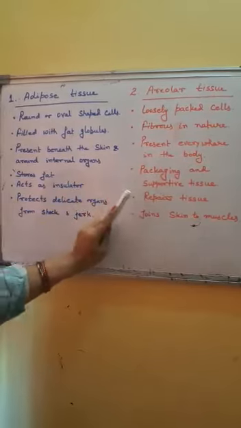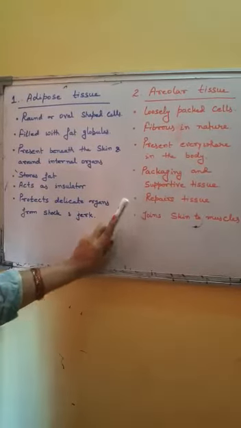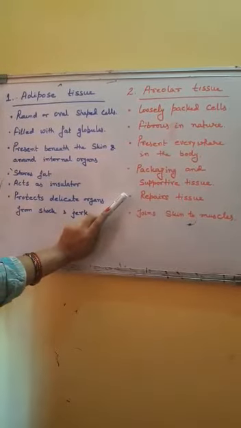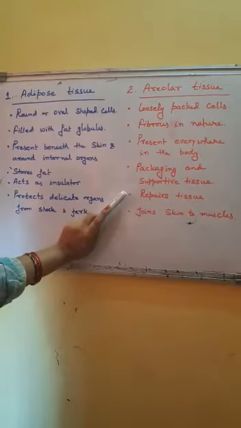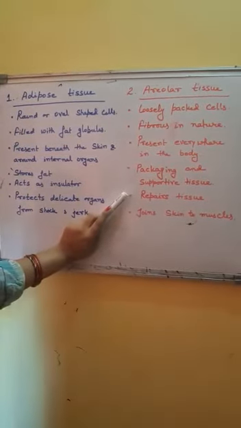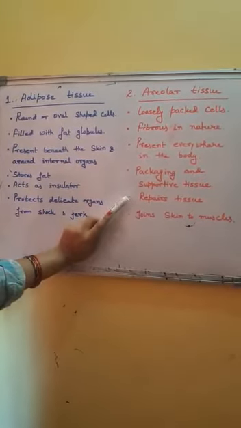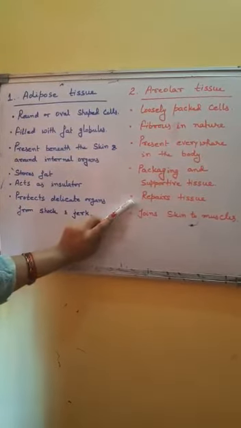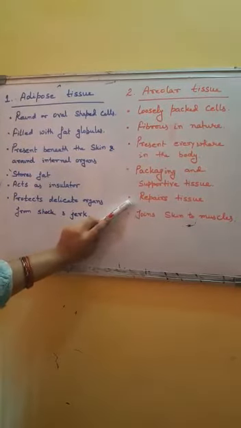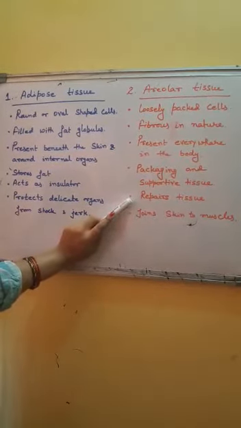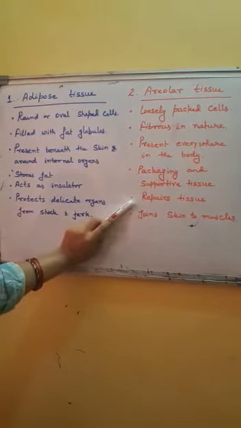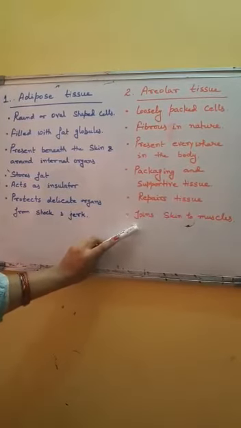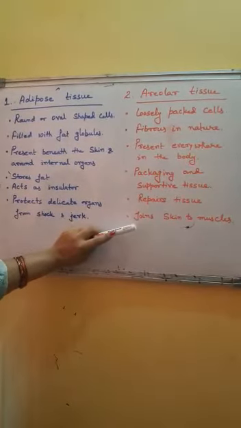It is the packaging and supportive tissue. It packs the different organs and helps them to maintain their position. So it is the basic packaging tissue and supportive tissue. It also helps in repairing tissues. So it acts as repairing tissue. The damaged tissues are repaired with the help of areolar tissue. Another function is that it joins skin to muscles. So that is another function of areolar tissue.